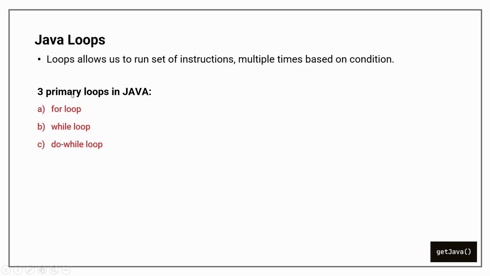So there are three primary loops in Java. There is for loop, while loop, and do while loop. So these are three types of loops available in Java. Also, there is one more loop which is called enhanced loop, which we will be seeing once we study array. So as of now, we will just look at these three basic loops in Java. That is for loop, while loop, and do while loop. So let's open our IntelliJ and directly we will see there how these loops work.